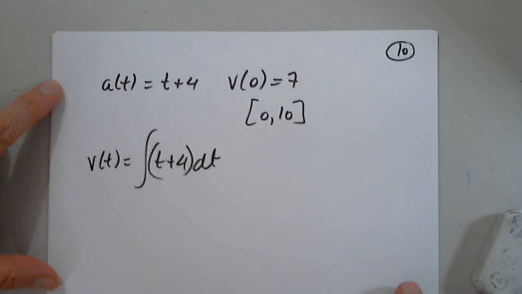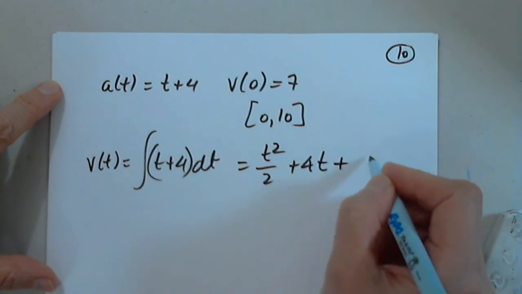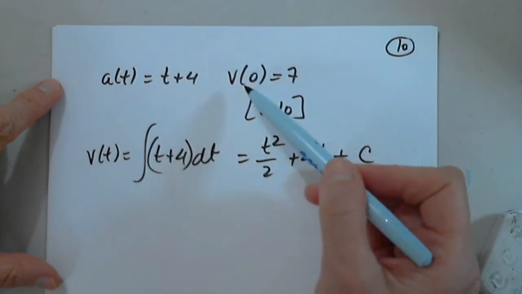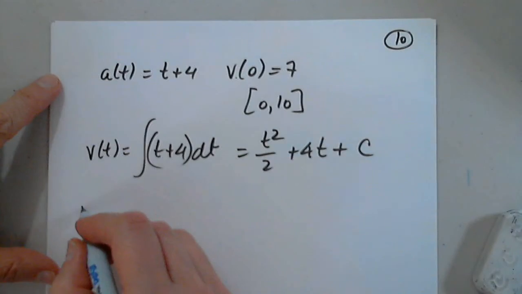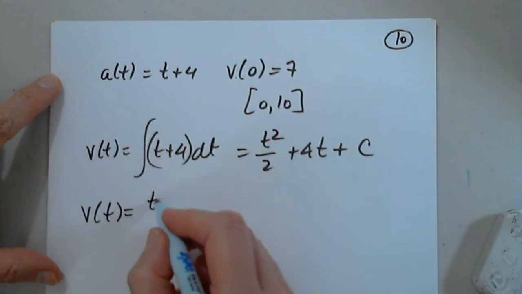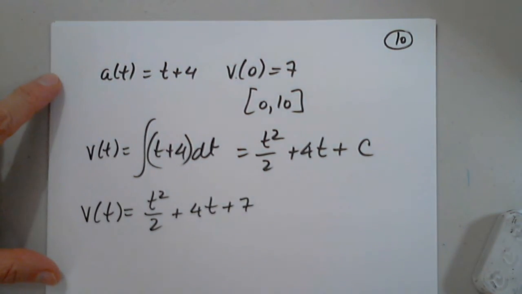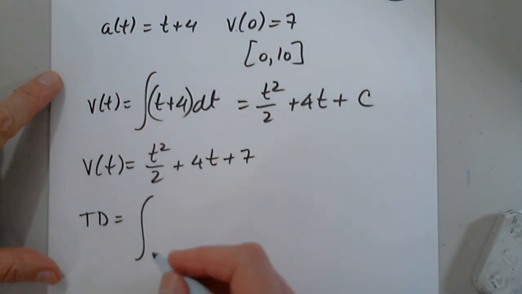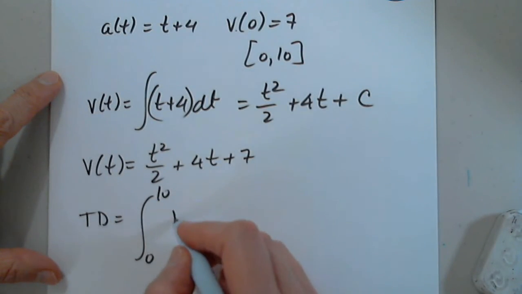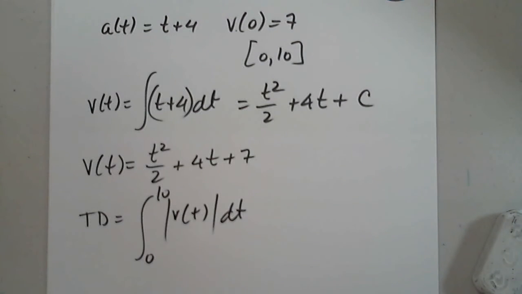That's the function, which is t squared over 2 plus 4t plus a constant c. We're given that v of 0 is 7, so c will be 7. So then v of t is t squared over 2 plus 4t plus 7. Now for the total distance, this is the integral from 0 to 10 of v of t dt. Is this okay so far?